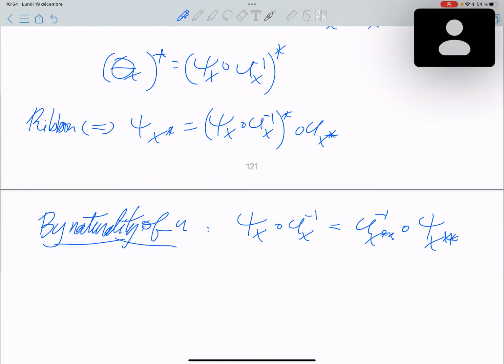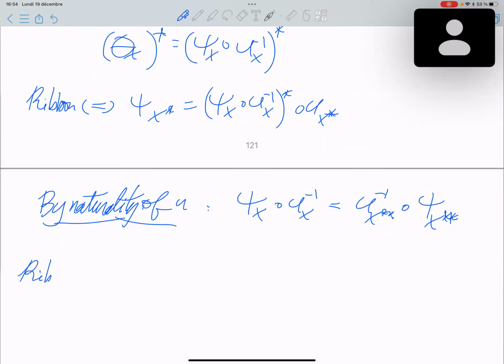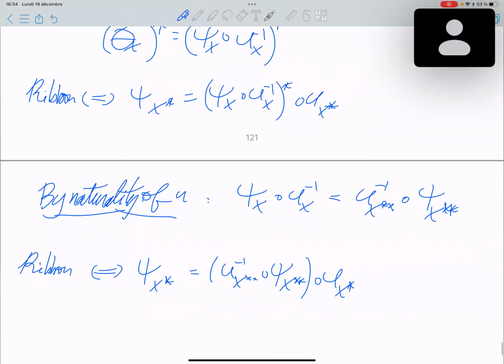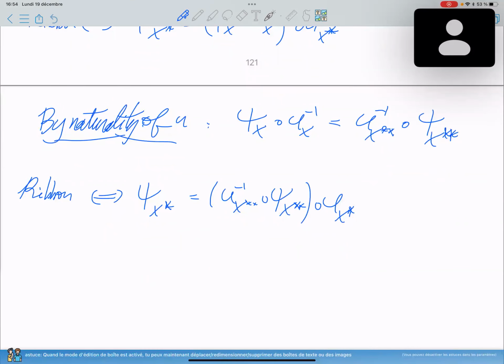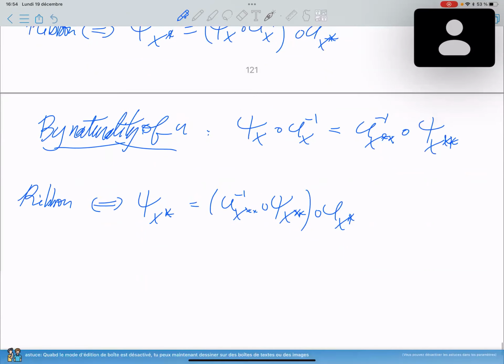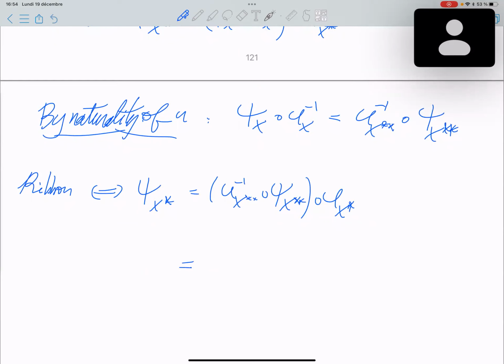Functoriality. And okay, so Ribbon is equivalent to phi x star equal u x double star inverse compose phi x double star compose u x star. So I will just come back to the functor delta. This is equal to star here. This is equal to phi x double star star composed with u inverse x double star star composed with u x star.